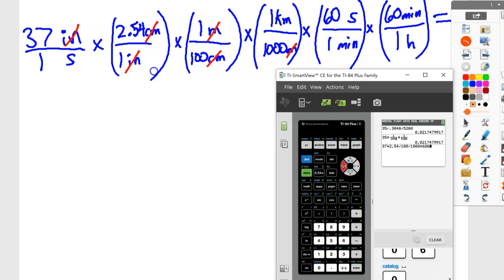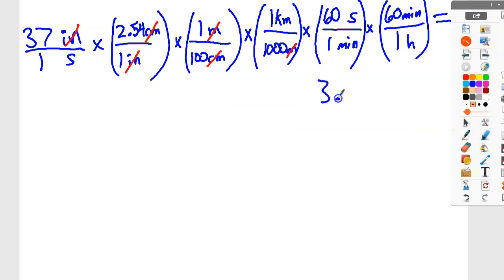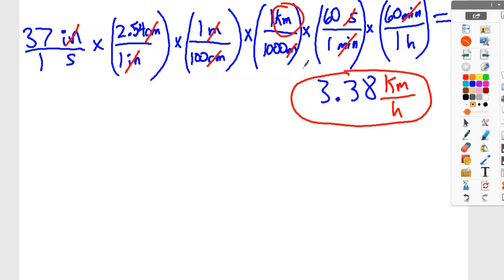If you're really nervous about how I'm typing this in, it might mean that you just don't trust the order of operations of multiplication and division. Like you don't actually believe that it's okay to do it like this and that it's not going to change the answer. It's not. I hit enter. It's 3.38. What are we left with? Kilometers I'm good with. Seconds canceled, minutes canceled. So this is kilometers per hour. 37 inches in 1 second is like a yard per second. Kilometers per hour. Yeah, that seems reasonable.